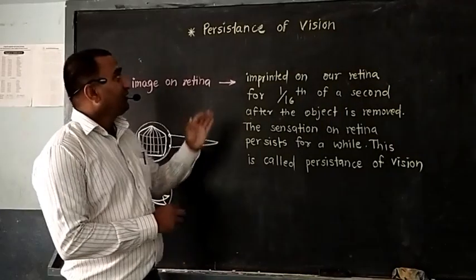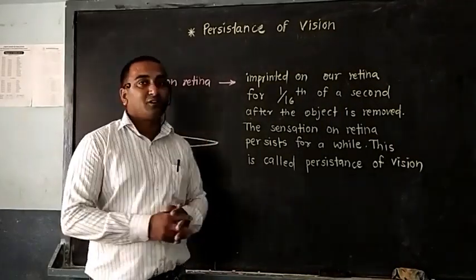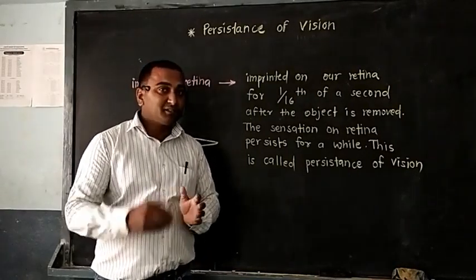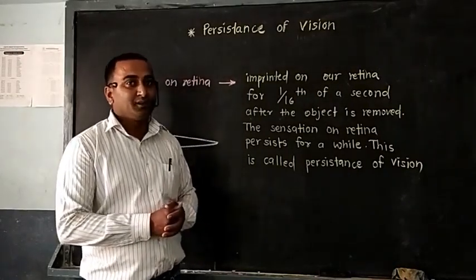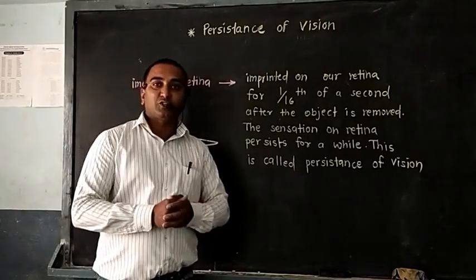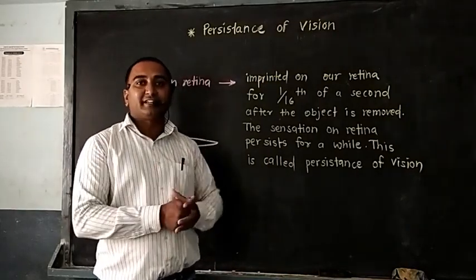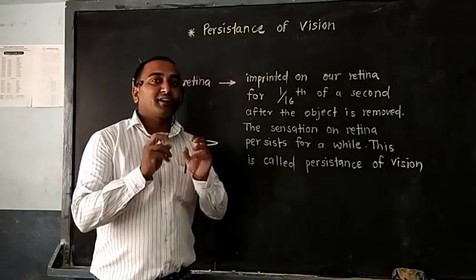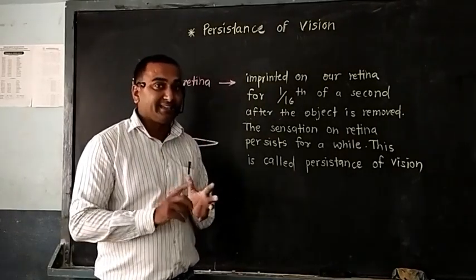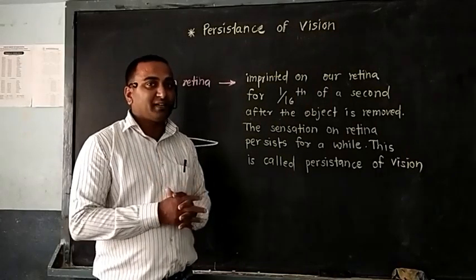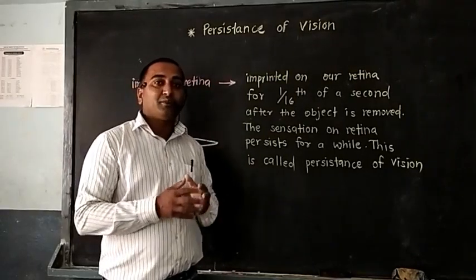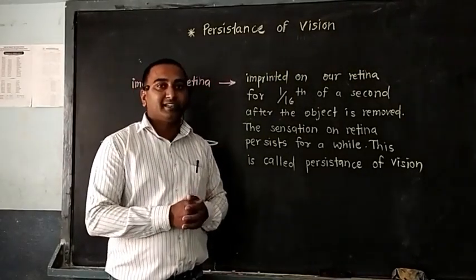We are now discussing persistence of vision. Vision means the ability to see. Within vision, the actual process is that light reflected from the object enters our eye and falls on the retina, where we get the real inverted image. The retina is the important screen that works to get the images.